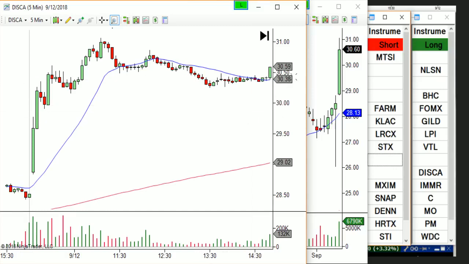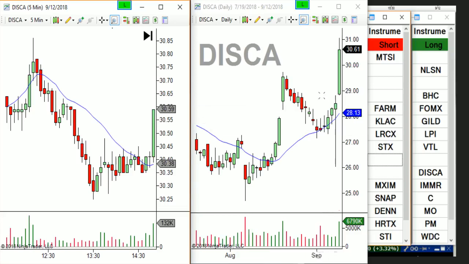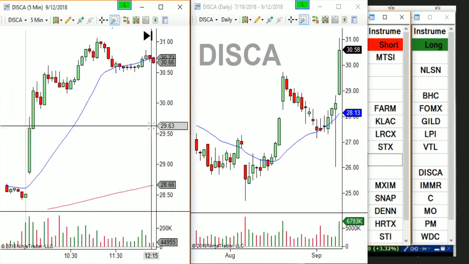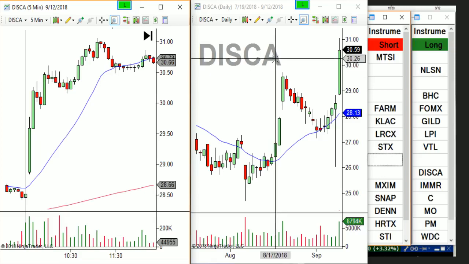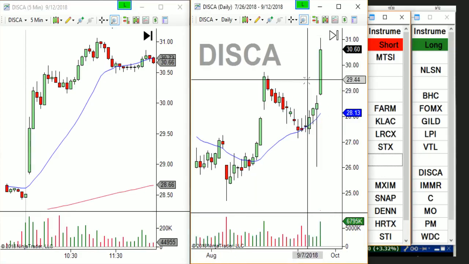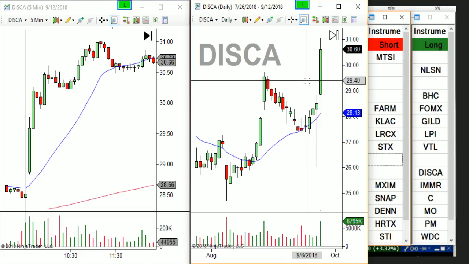Now, the primary threshold comes from the chart, right? And so if we look at the chart, we had formed a wide range bar by 10:30 here, okay? So 30.36, we were up here. So we had formed a wide range bar, okay? The Disca I kept on the list because we were triggering a daily buy setup, and it was showing me a picture of power on the daily chart, okay?